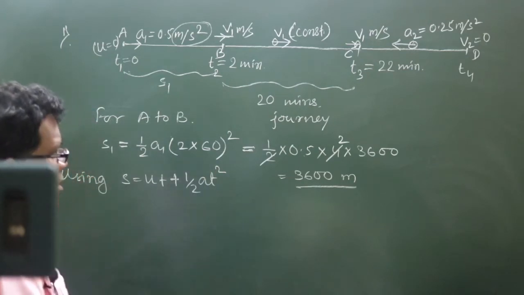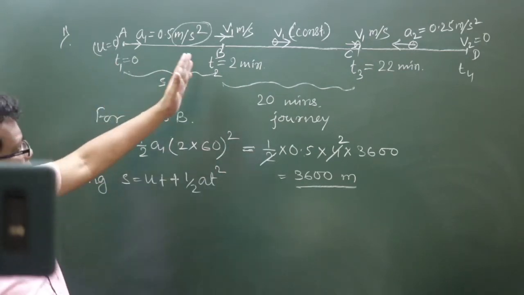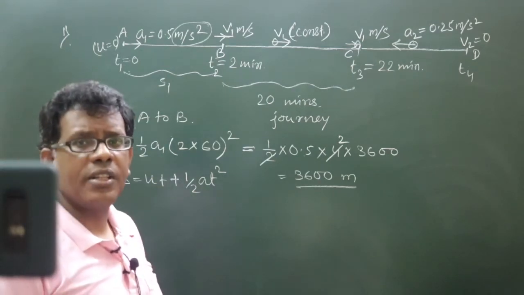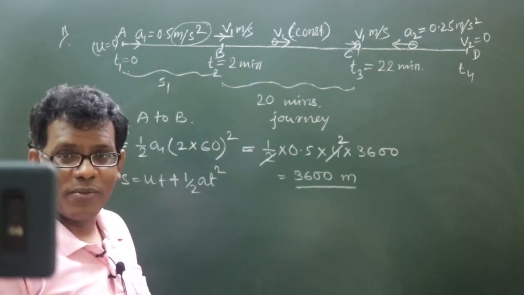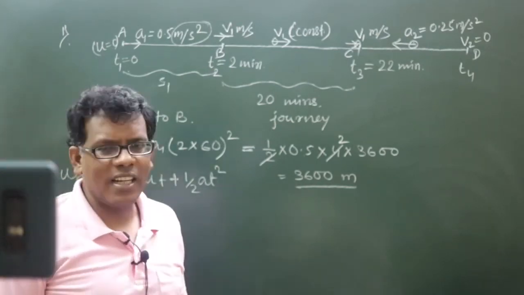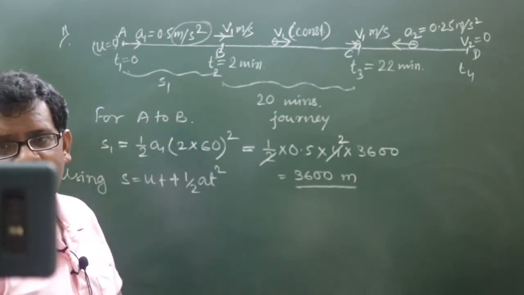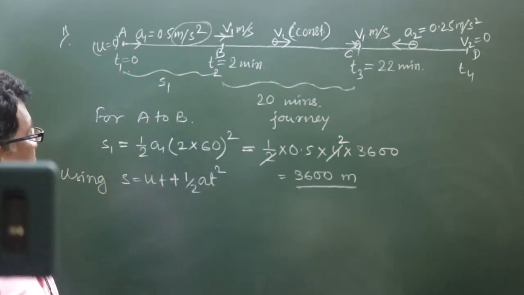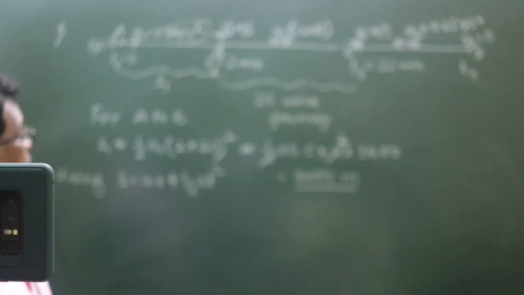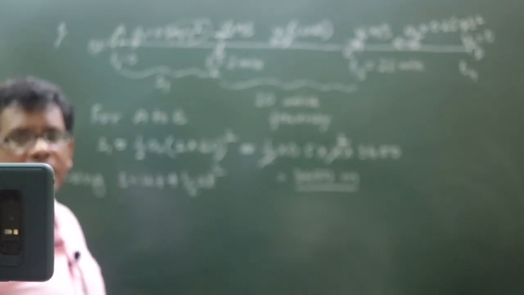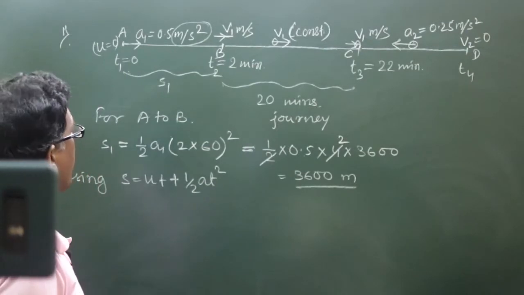Are you all getting it? Could you follow the first phase of the accelerated motion journey? Being a bullet train, of course, it has travelled 3600 meter, that is 3.6 kilometer, in just 2 minutes at the acceleration of 0.5 meter per second square starting from rest.